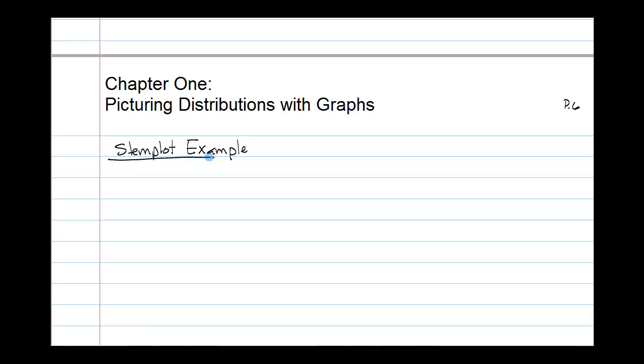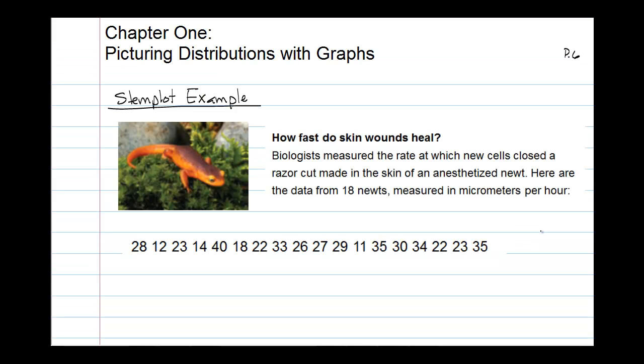So in this stem plot example, we're going to look at how fast do skin wounds heal. For this example, biologists measured the rate at which new cells closed a razor cut made in the skin of an anesthetized newt. Here are the data from 18 newts measured in micrometers per hour. So this particular newt had 2/8, or 2/8 micrometers per hour. This one was 1/2, etc.